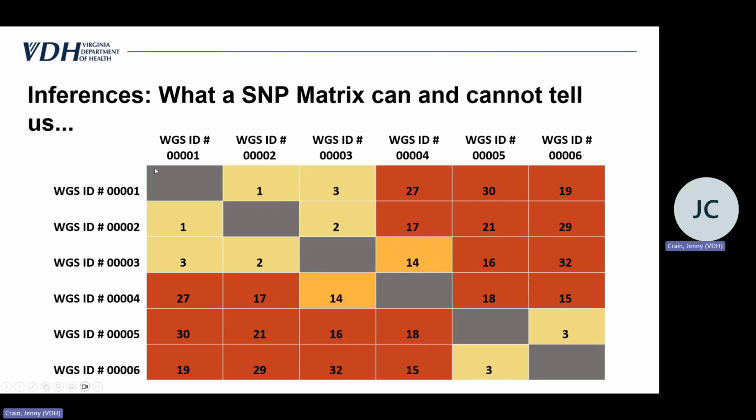So that also just helps the eye as you're looking at it. So again, what inferences can we make from a SNP matrix, and what can we not see from it? Essentially, these tables are useful in determining relatedness between isolates. It's a digestible format, but it cannot show us the evolutionary relationship between isolates. Sometimes they can show clustering of samples, but they can't necessarily show us how these clusters of isolates are related to each other.